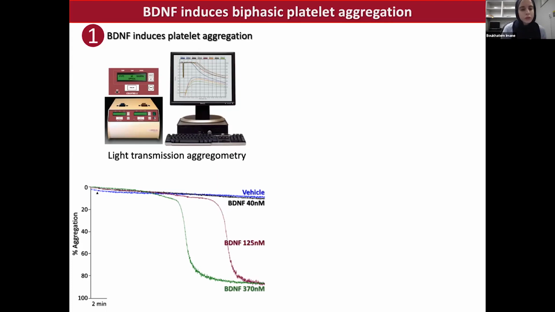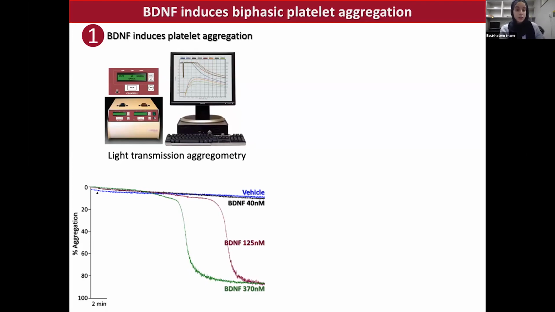Also, if you look closely on the BDNF traces, so the red and green one, you can see that they have a biphasic profile. The first phase is usually slow, and this phase is usually when the ligand binds to its receptor and activates the platelet. And the second part is quicker with a much steeper slope, and this is usually the result of the secondary mediators jumping in, being released from the platelet, and inducing amplification of the aggregation.